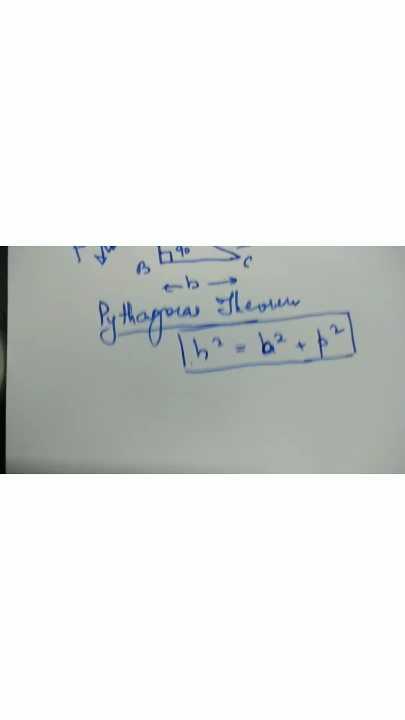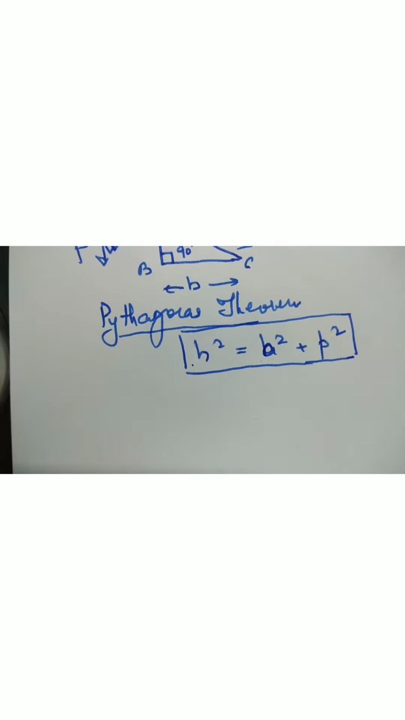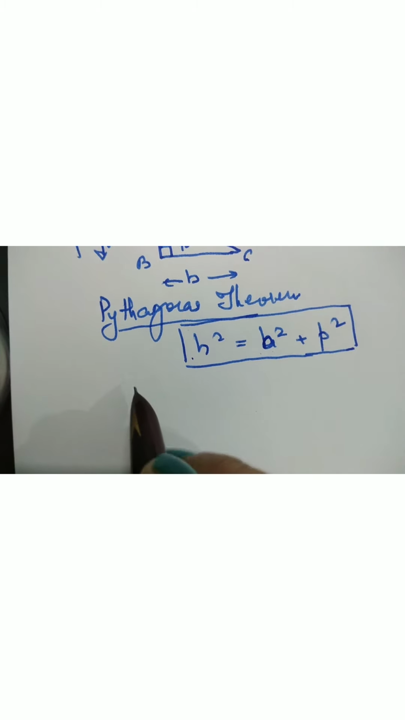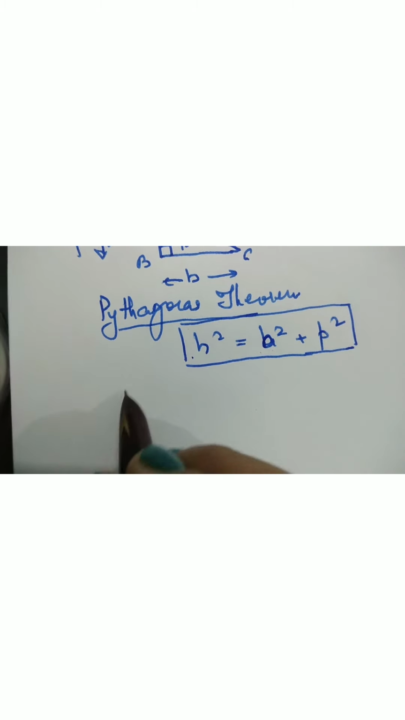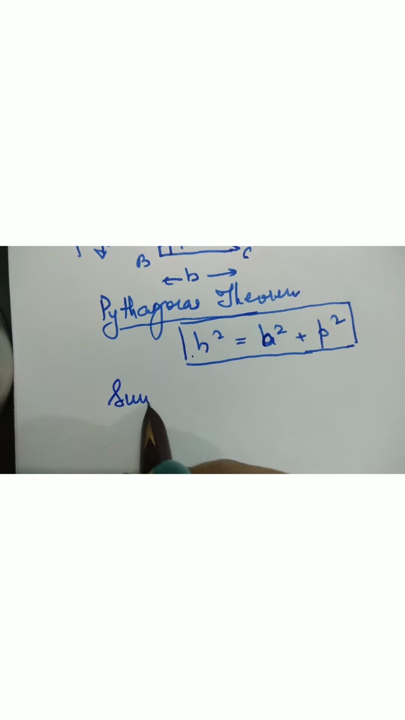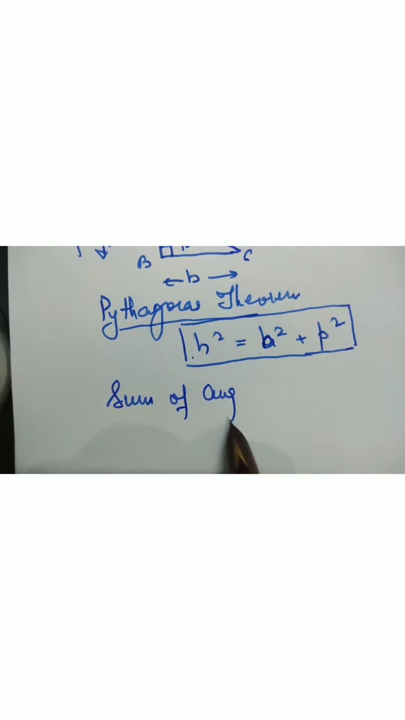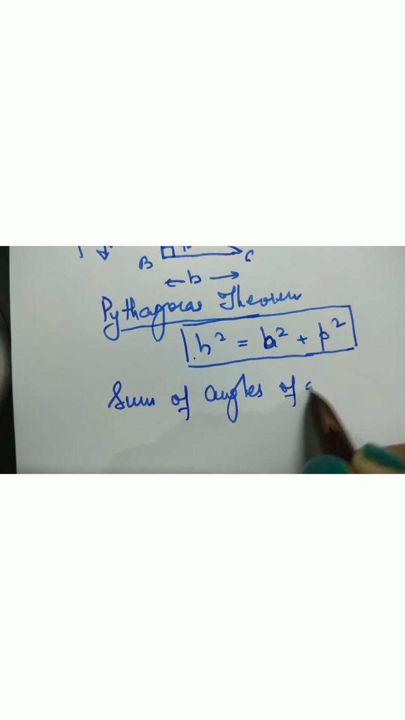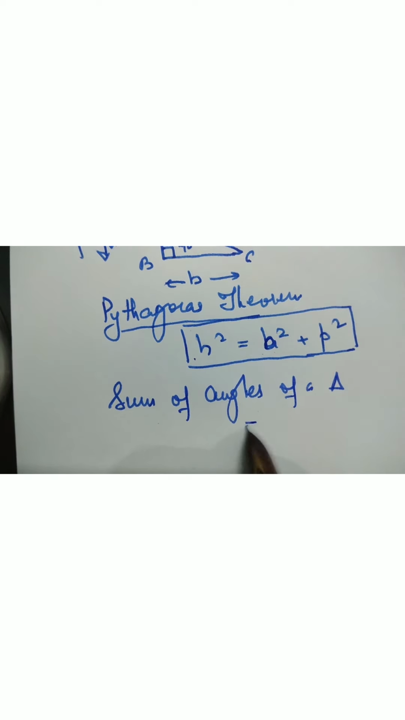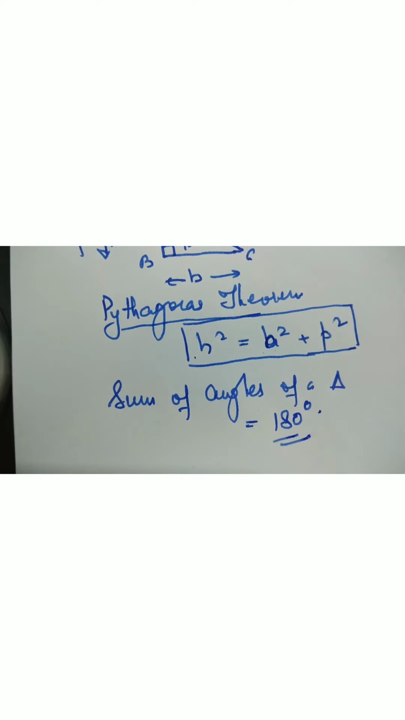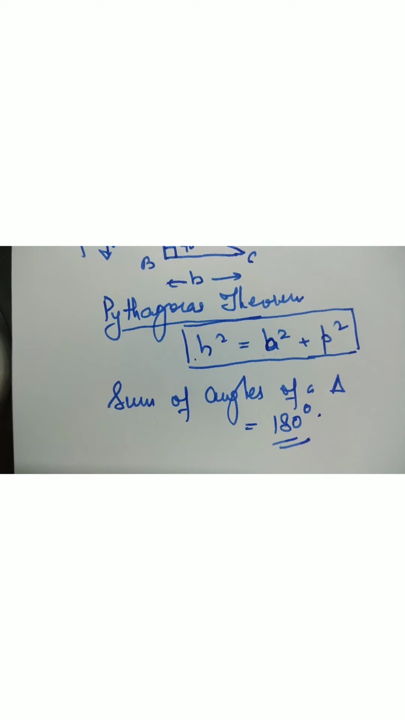And one of the most important properties of all triangles you should know is that the sum of angles of a triangle, of any triangle, is equal to how much? 180 degrees. This much you should know before we proceed to our next lesson.